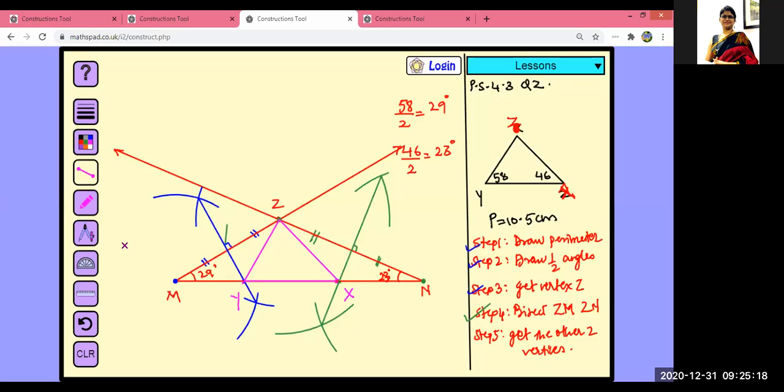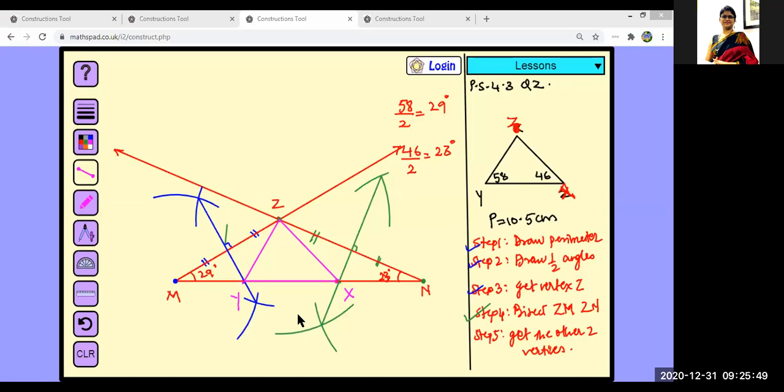Okay, so once again, the steps: first draw the perimeter, then draw half angles, then you get the vertex from the rough diagram, get the vertex, and then draw perpendicular bisectors. Once you draw the perpendicular bisectors, you will get the other two vertices and join those 3 points to get the triangle. That's all. Okay, let's work out the last question of practice set 4.3 now.